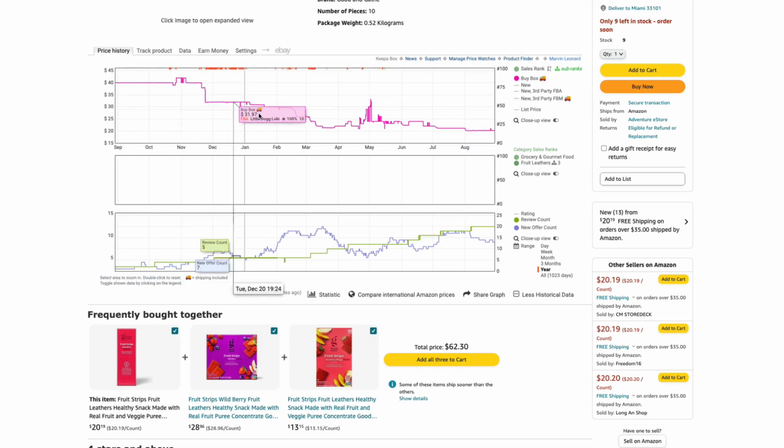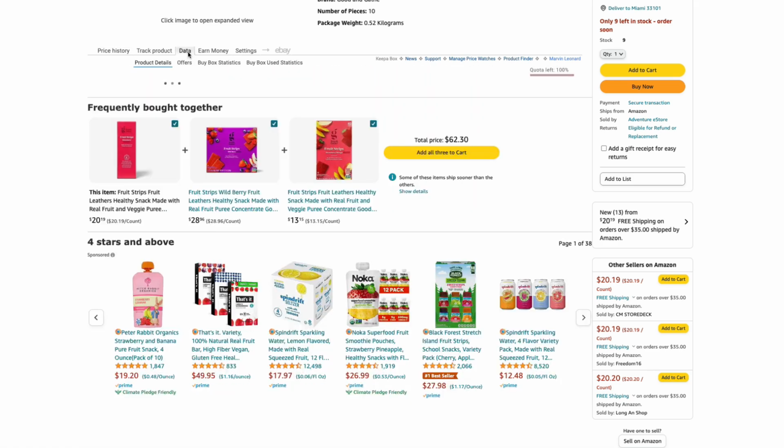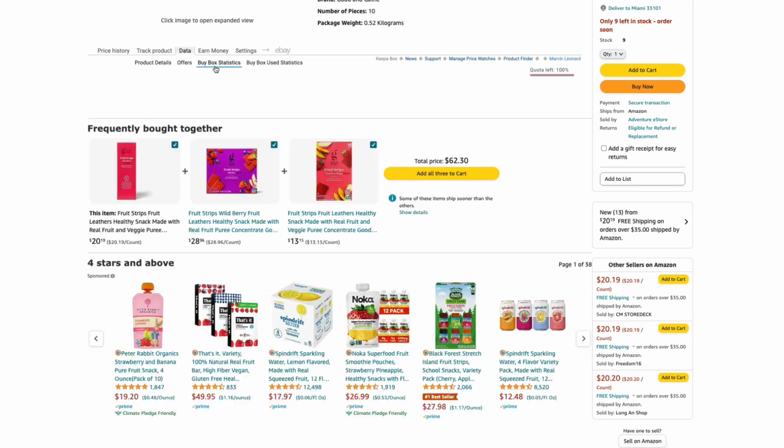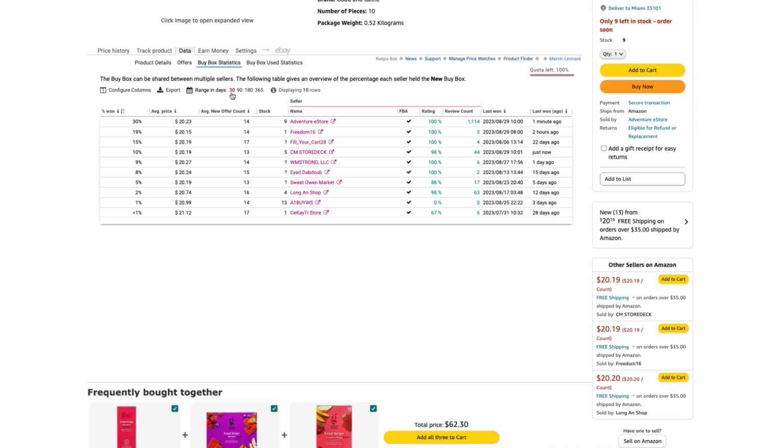So yes, we want to take into account the buy box here. Obviously, we want to know what we're selling it at. But if we go to data and we go to the buy box statistics. So now that we're on buy box statistics, we can filter out who has won the buy box in the last 30 days, 90 days, 6 months, and 1 year. The reason I like to look at this is because I like to see that sellers have been selling this product for an extended period of time.